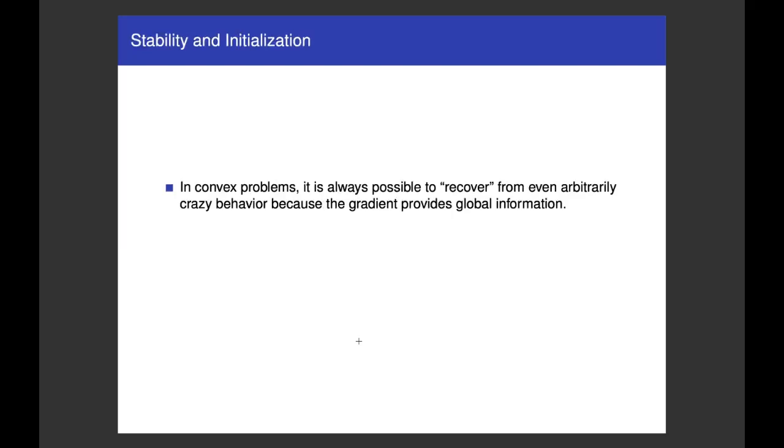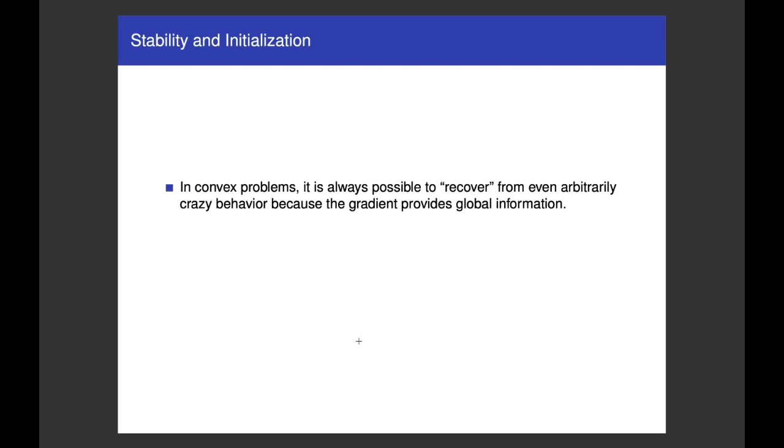Nevertheless, there are some things that can go wrong, and I'm going to provide some motivation to see what can go wrong and how we can try to prevent it. In a nutshell, the basic idea is that in convex problems, it's always possible to recover, right? You can't permanently screw yourself up when you're doing convex optimization.